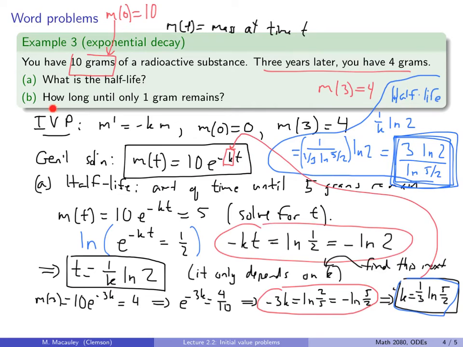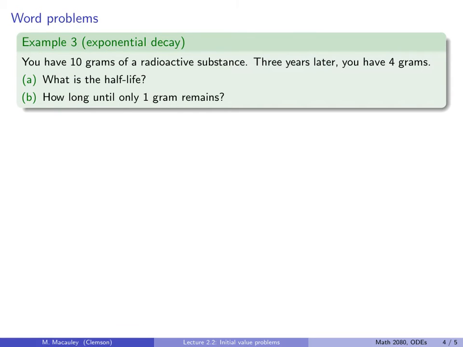Okay, so let's do the second part. How long until only 1 gram? So I'm going to take my advice that I just told you, and even though we know what k is, I'm going to write m of t equals 10 e to the negative kt. And I'll put on the side what k is. K is 1/3 natural log of 5 halves. So how long until 1 gram remains?